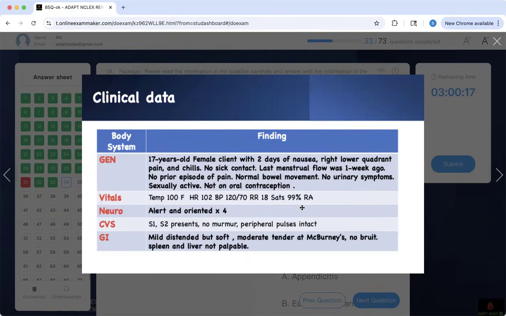Saturation 99% on room air. Patient is alert and oriented, right? S1 S2 present. Peripheral pulses are fine. When you examine them, abdomen is slightly distended, and there's tenderness at McBurney's point. No bruit, the spleen or the liver is not enlarged. Just by reading this should tell you something. You should be able to make a diagnosis.